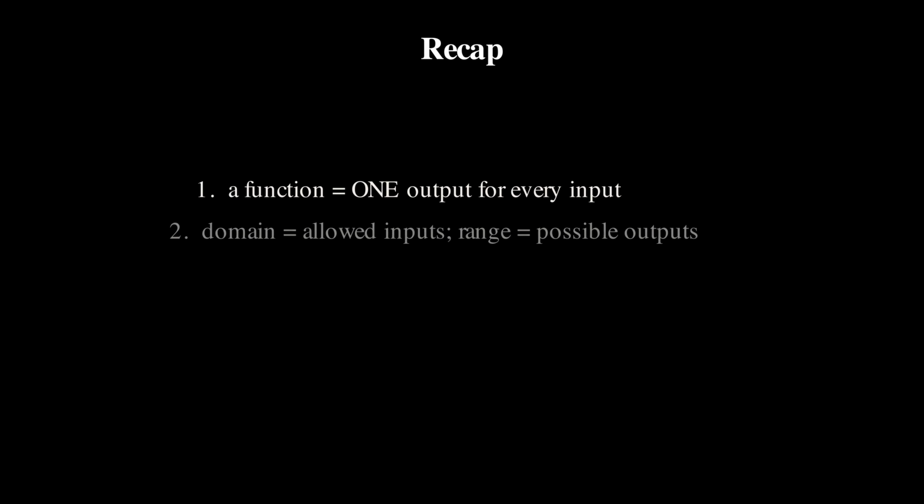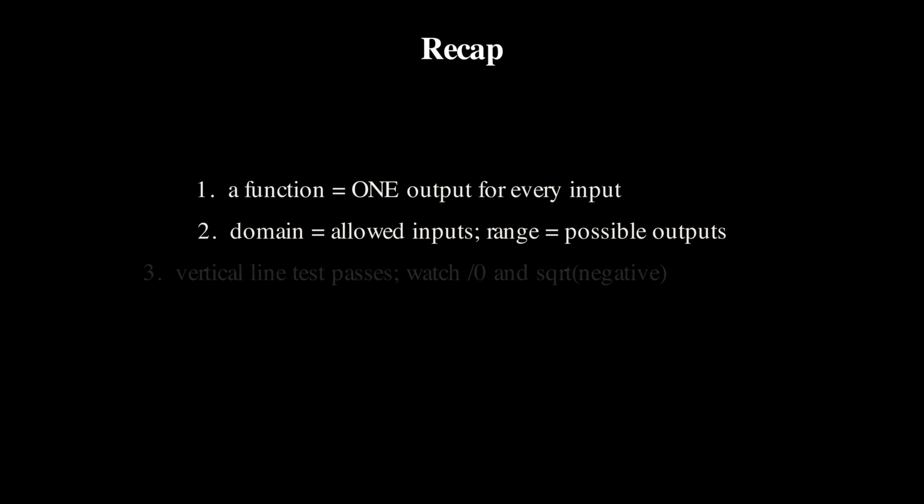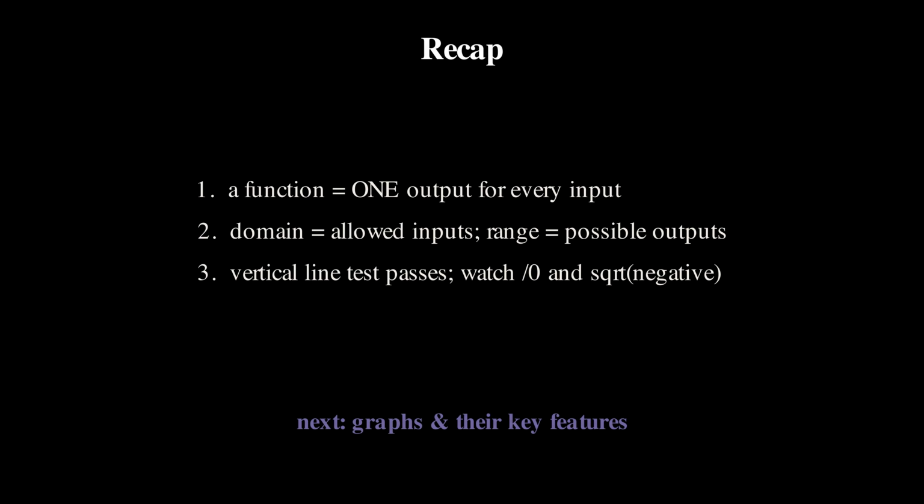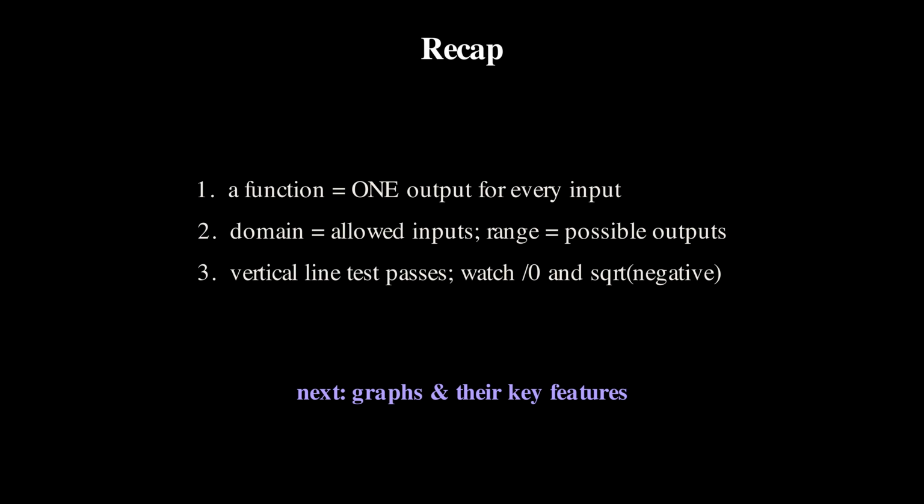And that's SL 2.2, fully covered. A function is a machine giving exactly one output per input. The vertical line test that checks it. The notation f of x. And how to read off domain and range, restrictions and all. Next in the course, we turn functions into pictures, graphs, and their key features.